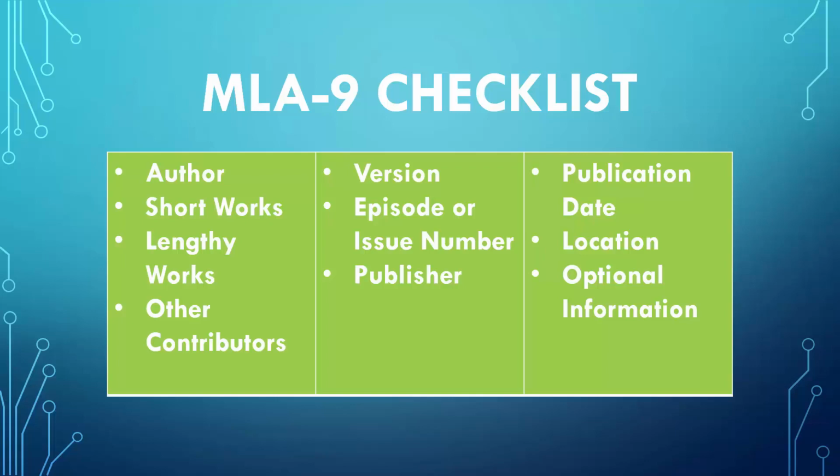To create an entry in a works cited page, first, state the author, followed by the title of the work, then additional contributors, the version, which is followed by the episode or issue number, the publisher, publication date, the location of publication, and finally, any additional or optional information. Each entry must follow this order, even if some elements are not included.